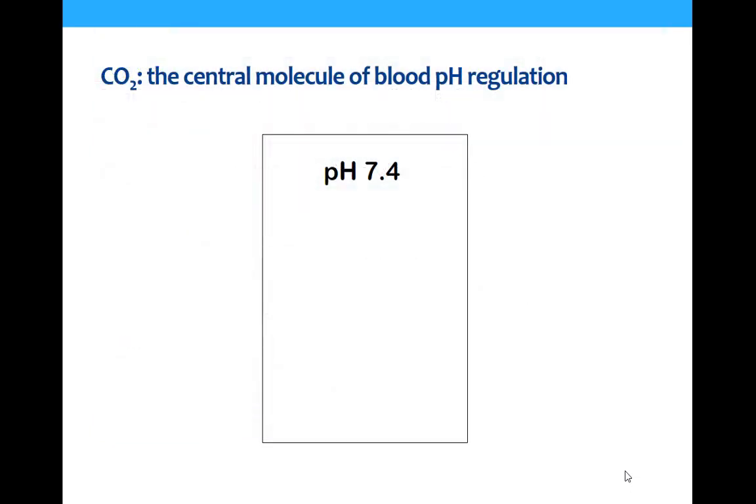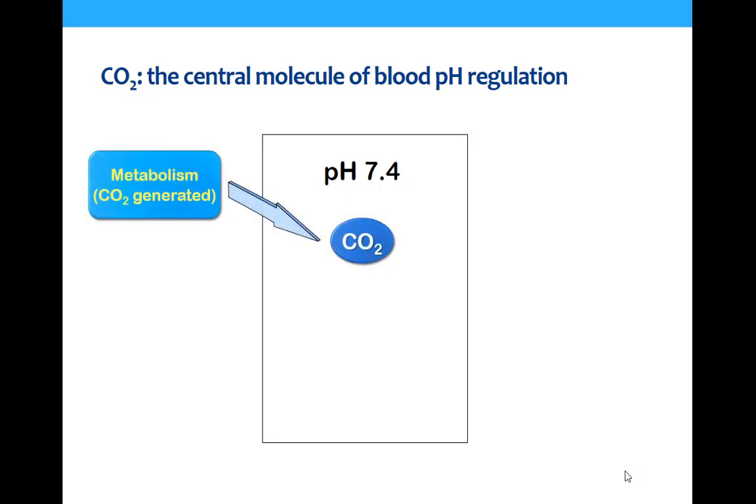Now CO2, or carbon dioxide, is the central molecule of blood pH regulation. If you want to understand blood pH regulation, you have to understand how CO2 can affect it and how it plays a central role. Basically, where is it coming from? It is coming from metabolism. All the cells in our body are producing CO2. This CO2 is then taken up by the blood. Okay. In the blood, it will mix with water. It will form carbonic acid.